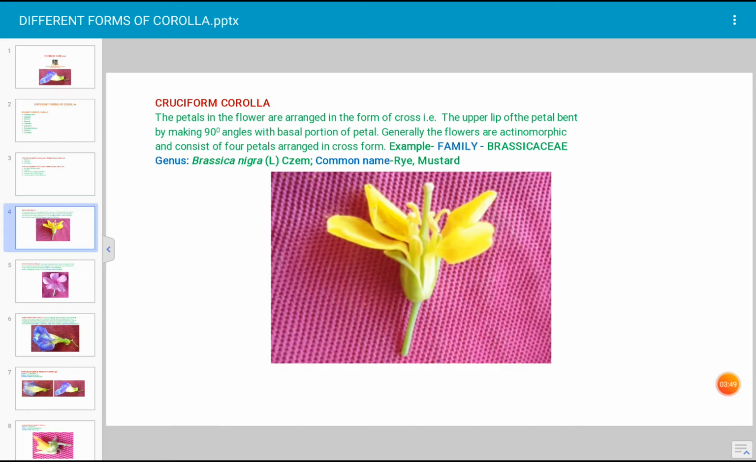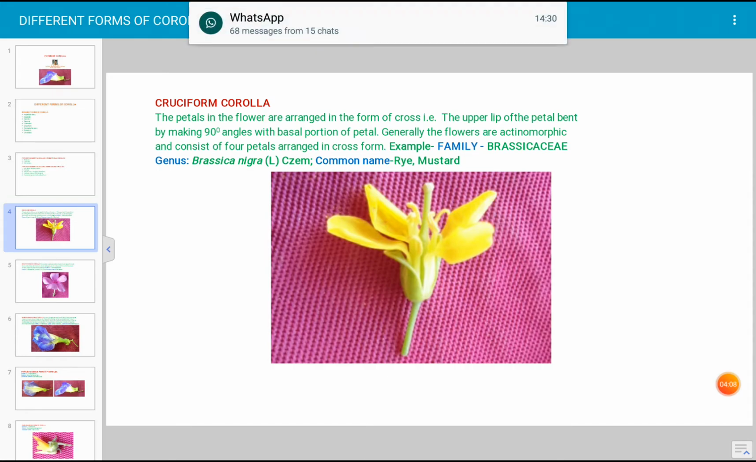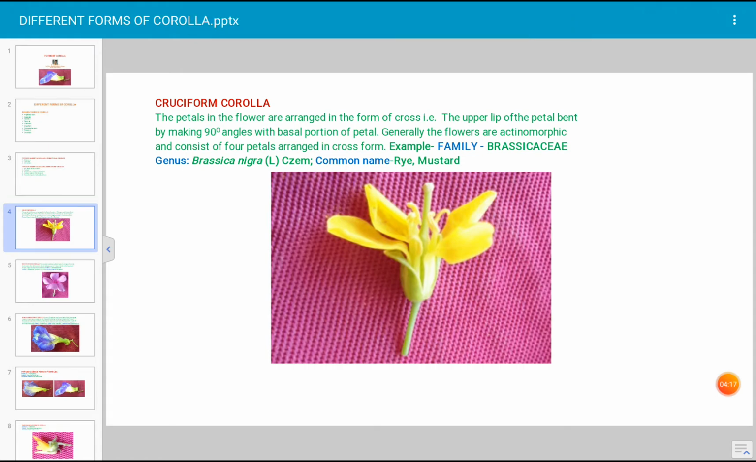In this form of corolla, the petals in the flower are arranged in the form of a cross, that is, the upper part of the petal is bent, making a 90-degree angle with the basal portion of the petal. Generally, the flowers are actinomorphic. That means they can be divided into two equal parts, and it consists of 4 petals arranged in cross form. The petals in this flower are 4 in number and bent at right angles to each other.